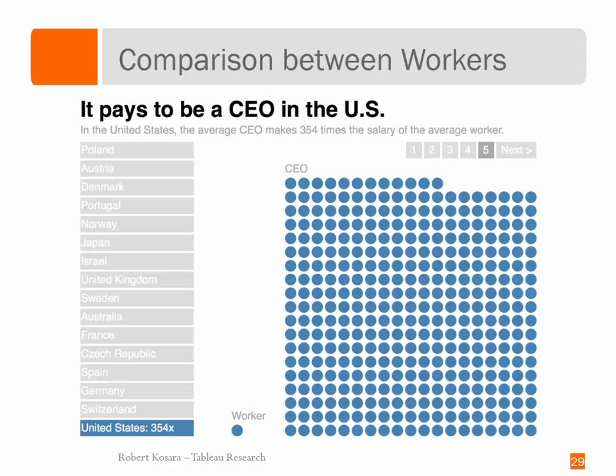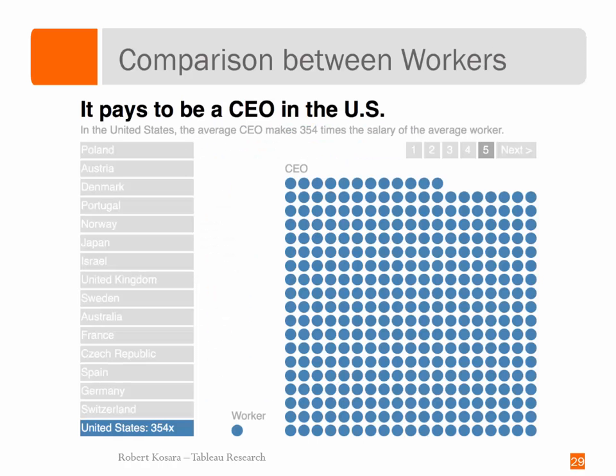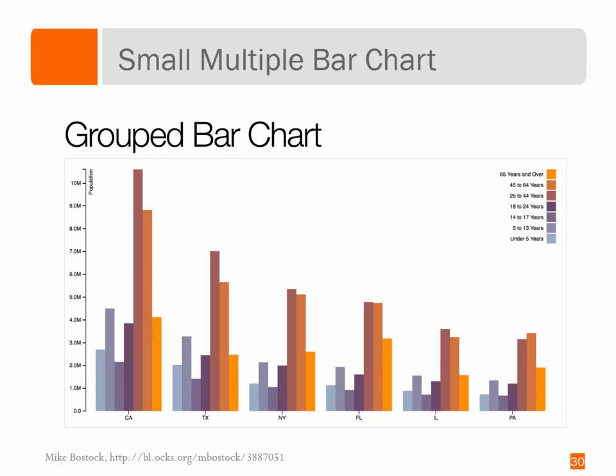And that might give us, in comparison to the ratio that's presented here, a little bit better appreciation of what 354 to 1 looks like in terms of comparing the aggregate area of these circles, as if it were equivalent to the financial compensation. Now, an example of a small multiple bar chart. So we see here, this one provided by the creator of D3, Mike Bostock.